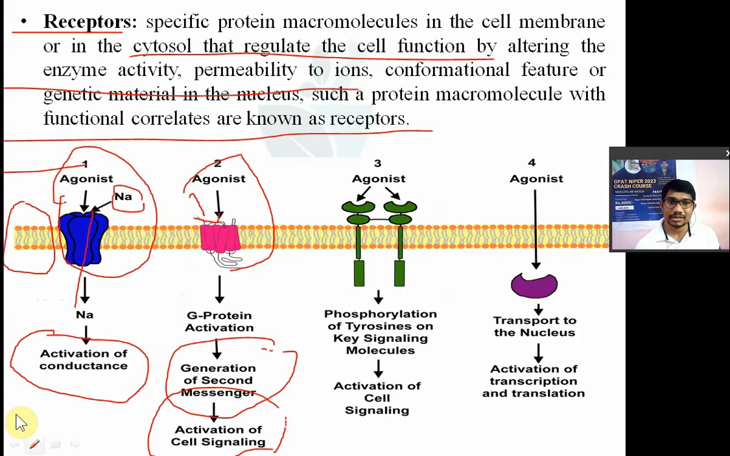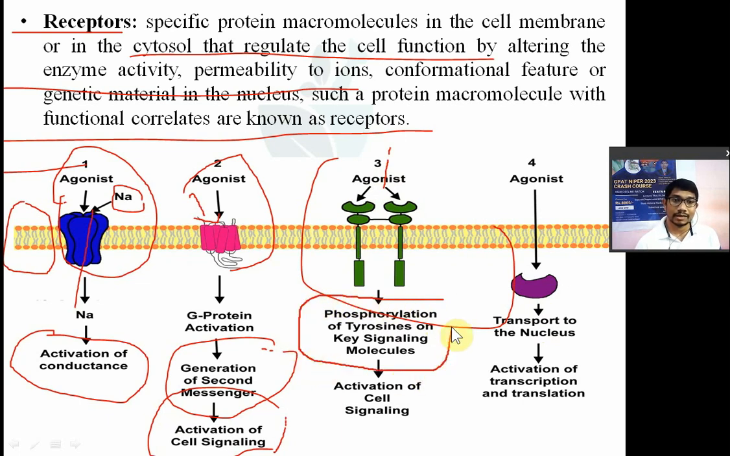Now the third type of receptor is known as the enzyme linked receptor. The agonist will bind to this kind of receptor and bring about a change in the enzymes, such as phosphorylation of tyrosine kinase, and that leads to either activation or inactivation of cells. So that is the third type of receptor. The fourth type of receptor is known as the intracellular receptor, also known as the receptor that regulates gene transcription, also known as the hormonal receptor.